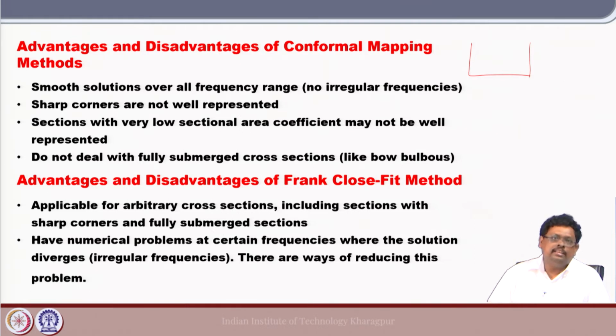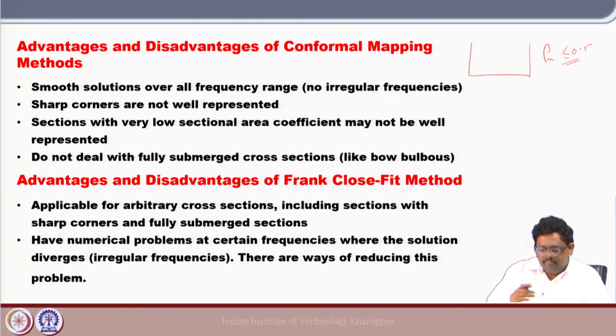And also sections with very low sectional area coefficient may not be well represented. That means if this beta n is less than 0.5, maybe the results are not that good. Okay. And also you really cannot map bulbous bow sections, those things are not possible.